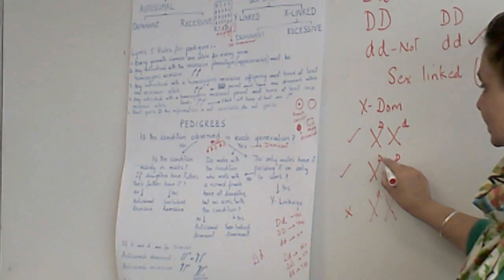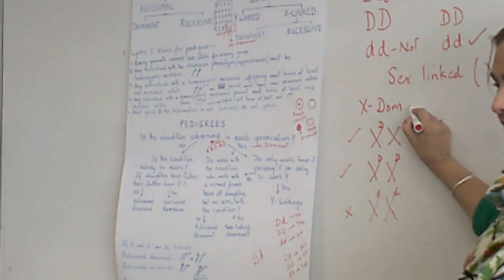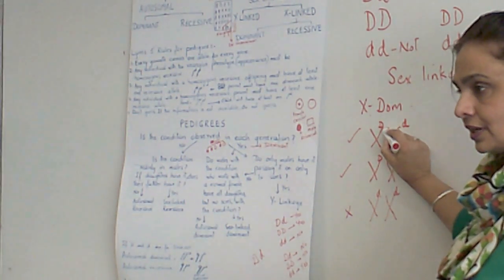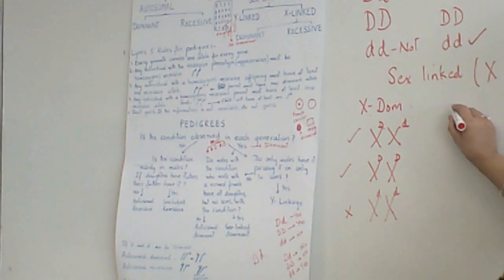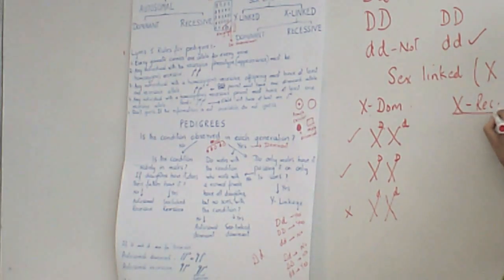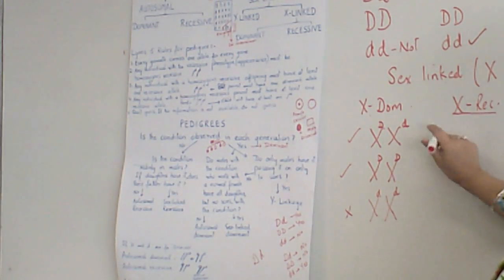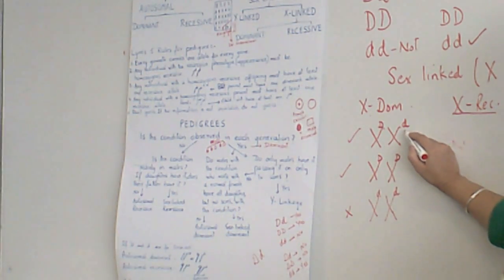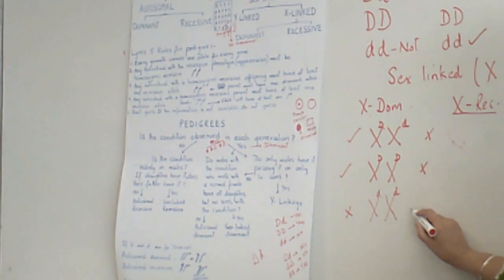Which one? Yeah, because it's X-linked dominant. So even if the female has one allele that is dominant, she'll be affected. Yeah? On the other hand, if it is X-linked recessive, we'll just look at the same thing. Is this combination, is this person going to be affected? No. No. This one? No. This one? Yes.